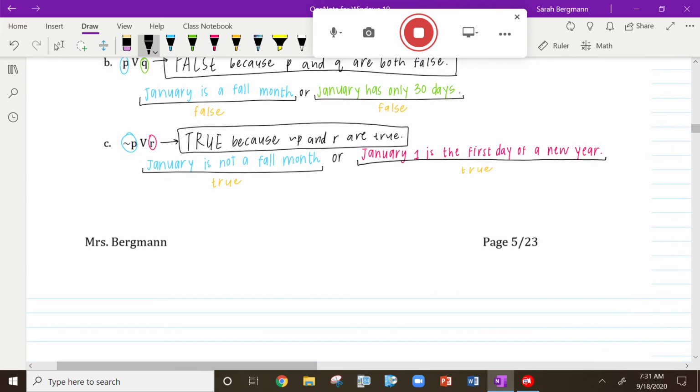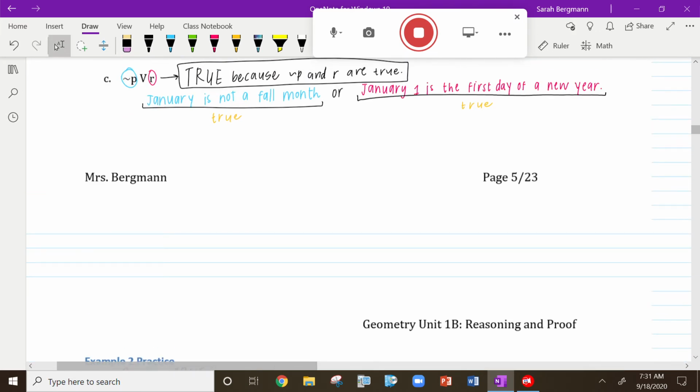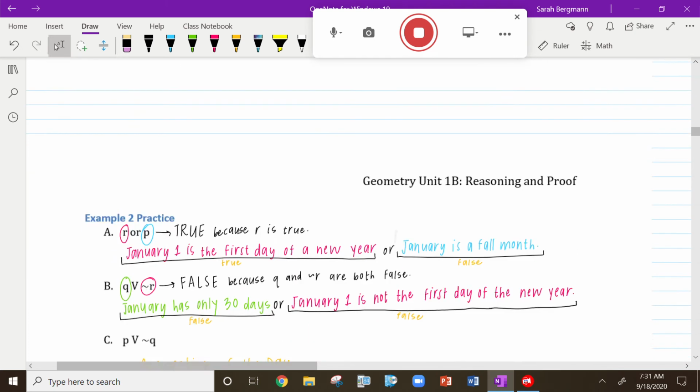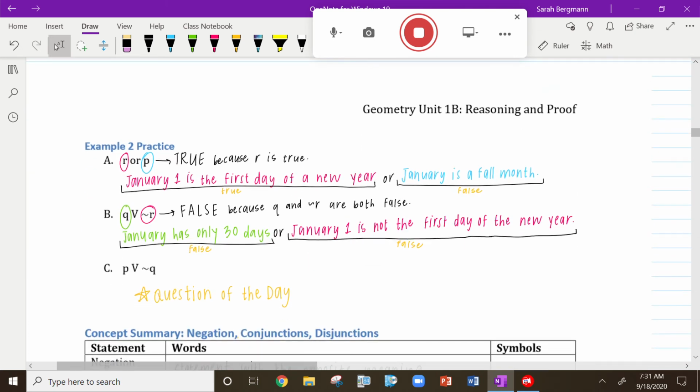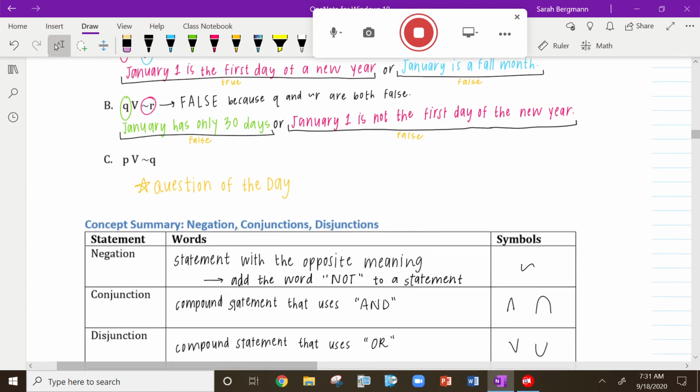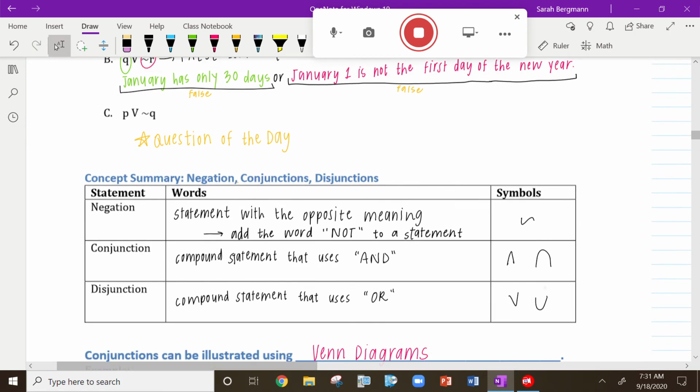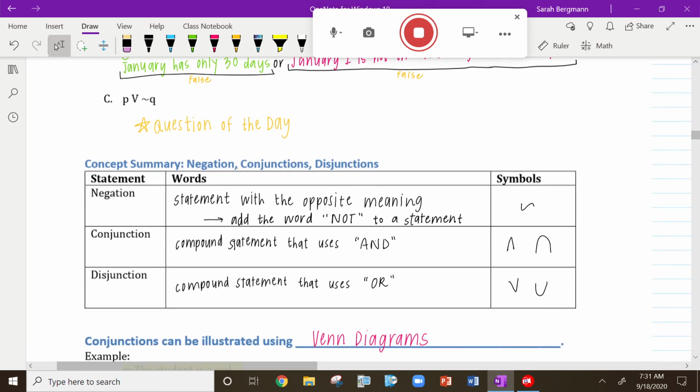Next, I want you to pause the video and try the practice problems below. Here are the answers. Here's a quick summary of the concepts that we just went over: negation, conjunction, disjunction. This will be a helpful table for you.